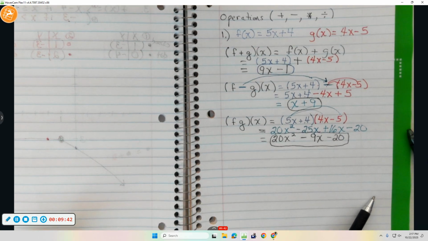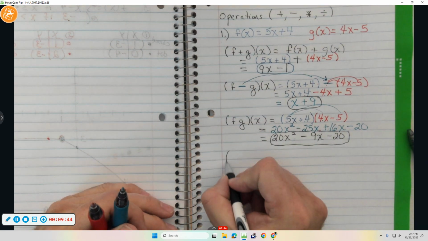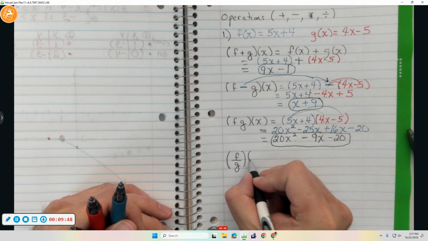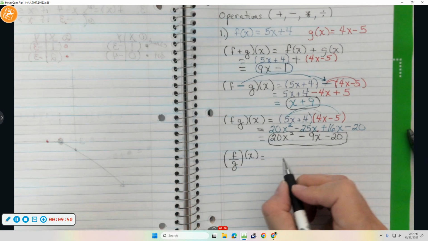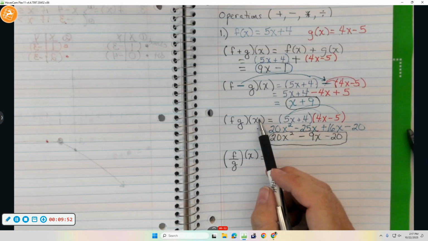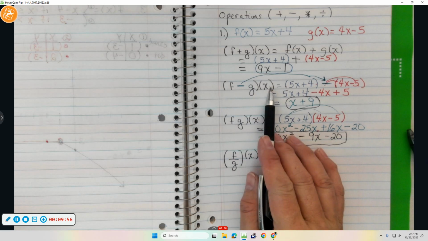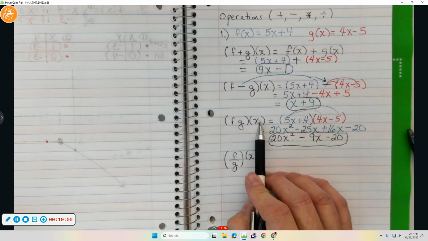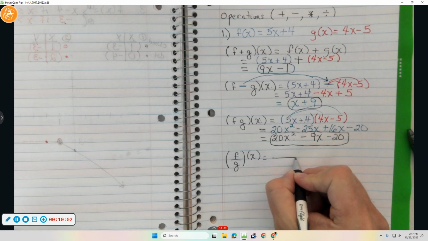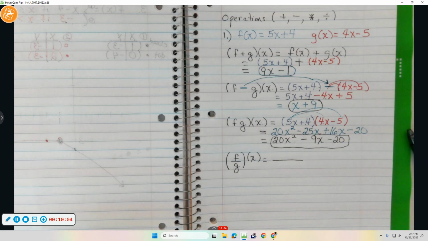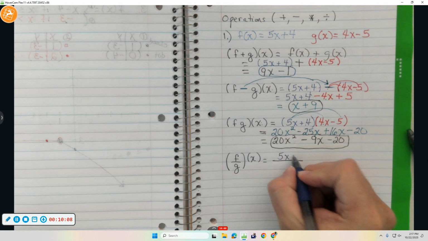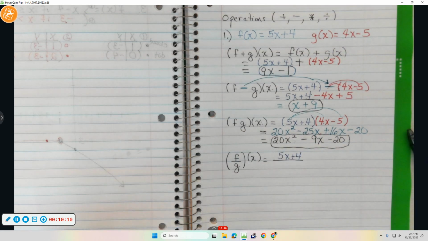Now, last one they want is f divided by g. Notice they're denoting the division as a fraction. And notice they're trying not to write the x twice. Like it's f of x minus g of x, f of x times g of x. Here, it's f of x, that's the 5x plus 4, over g of x.